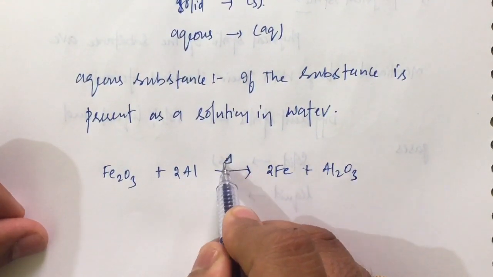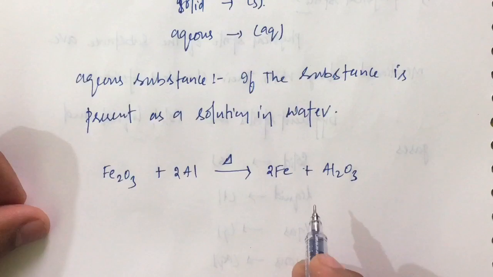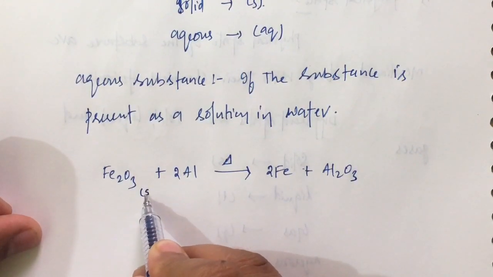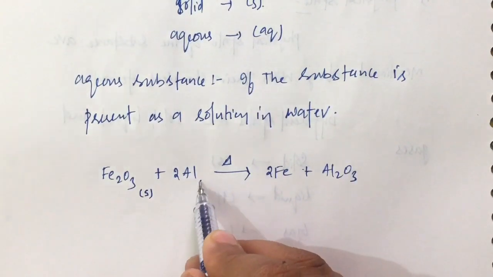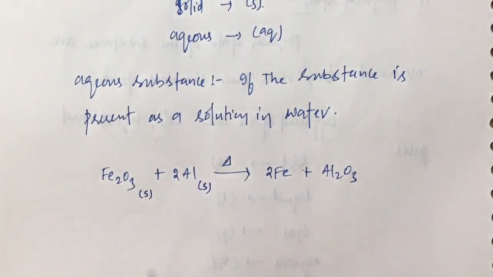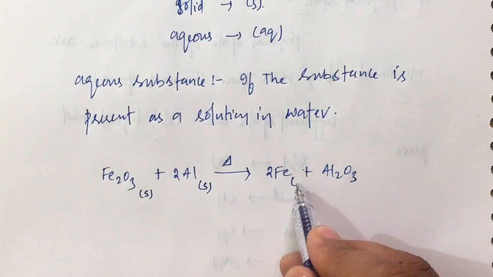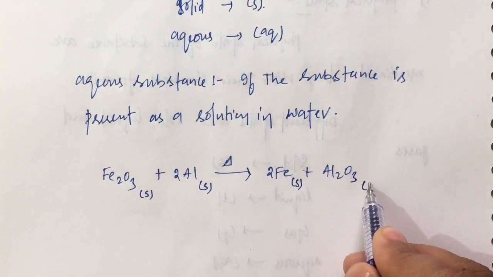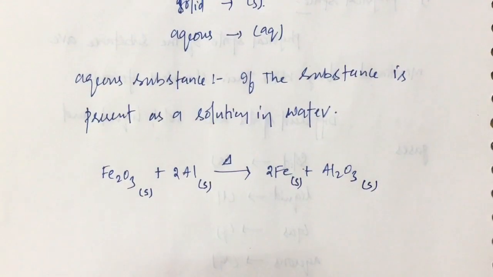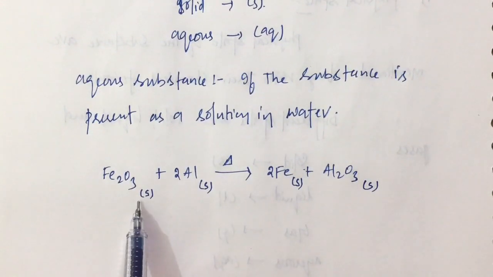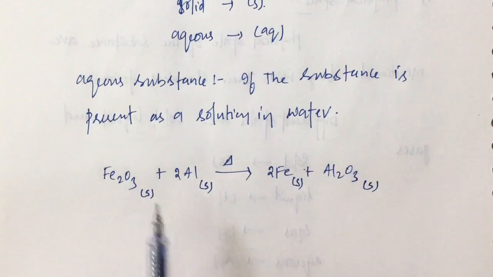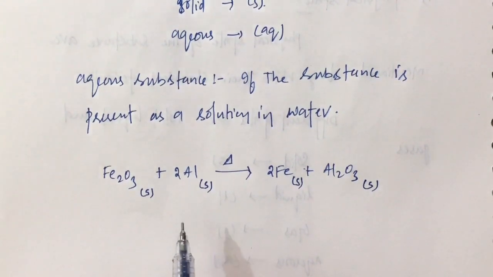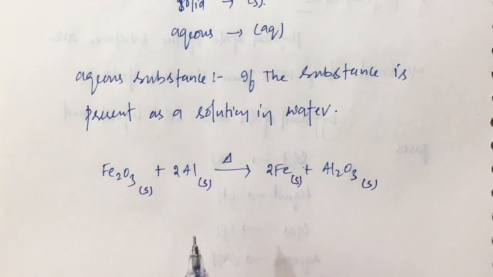Here this delta symbol indicates heating. So Fe2O3 is a solid substance, so we represent it as S. Aluminium is an element, it is solid, represented as S. Iron is a solid, represented as S. Aluminium oxide is also a solid, it is represented as S. So if it is a solid, we represent it by letter S; if it is liquid, by L; if it is gas, by G; and if it is an aqueous substance, we represent it by AQ.